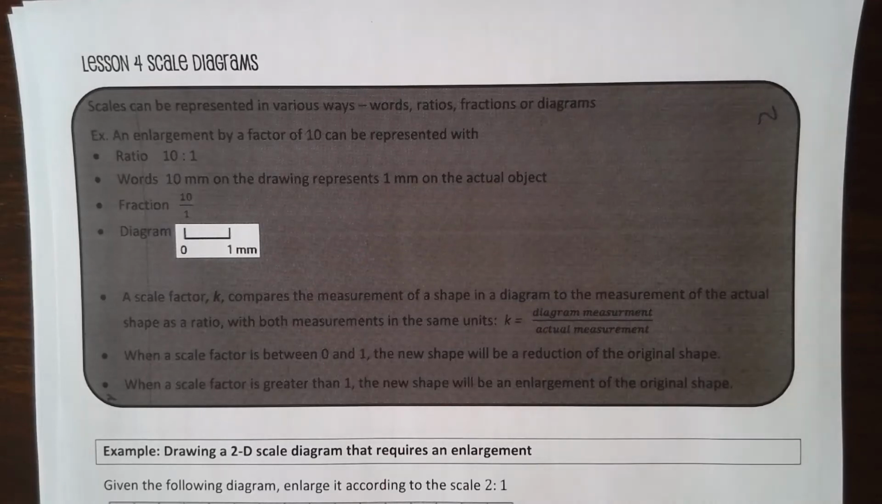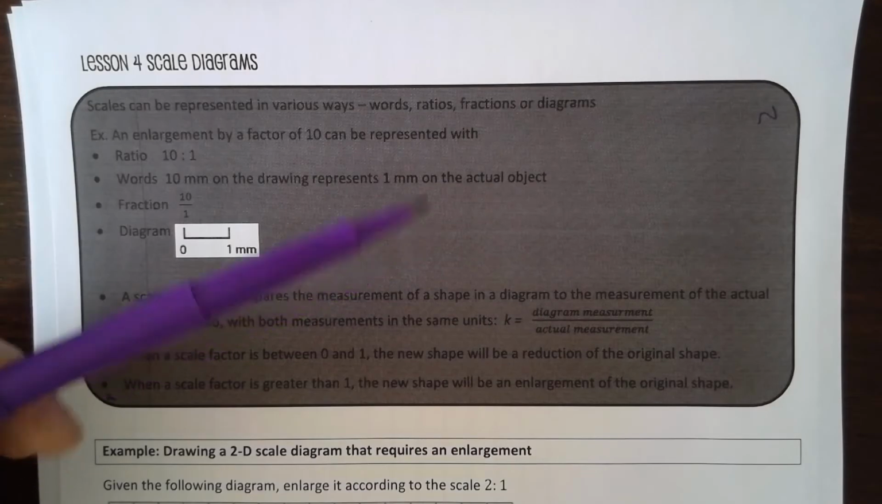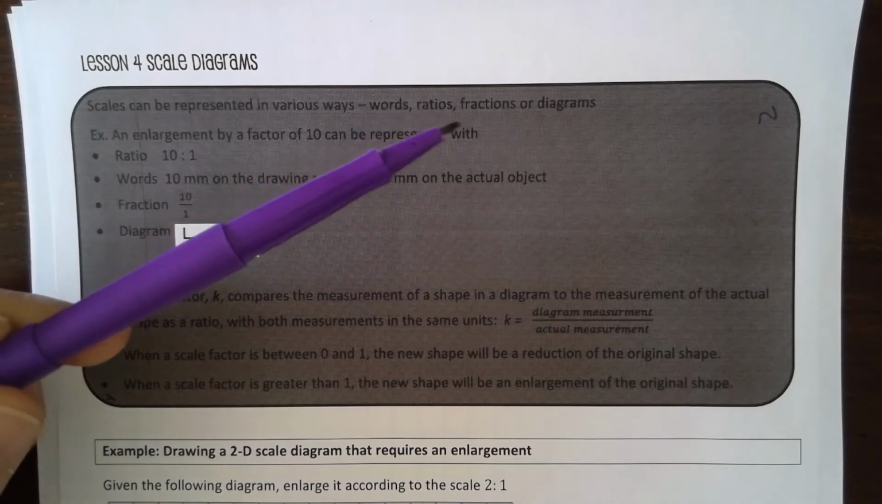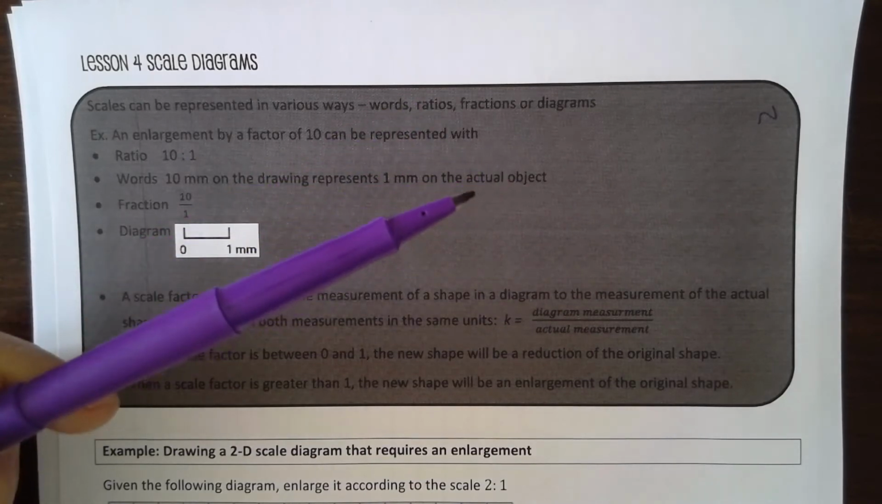All right, we're going to take a look at lesson 4 in the second booklet for this unit. We're going to look at scale diagrams today. Scale can be represented in a bunch of different ways. We can see that scale can be represented through words as ratios, fractions, or in diagrams.